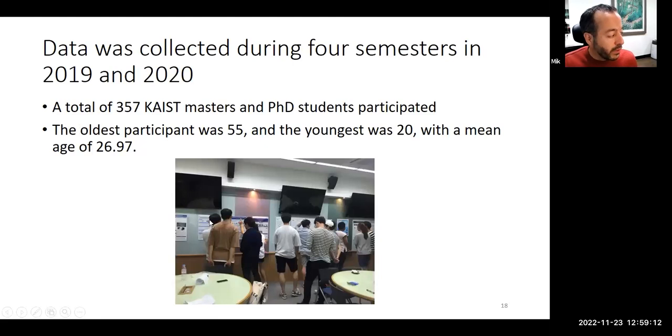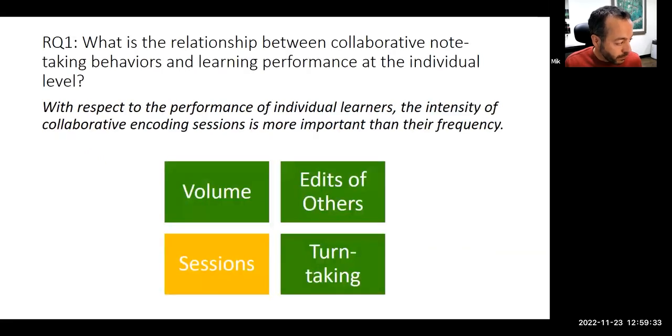So the data was collected during 4 semesters in 2019, 2020. So basically spring and fall semester of those 2 years. A total of 357 graduate students at KAIST were participating. And the students had an average age of 27 because they are graduate students, so they're a bit older.